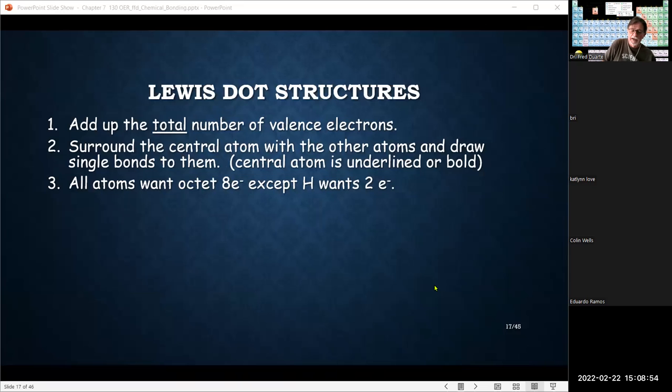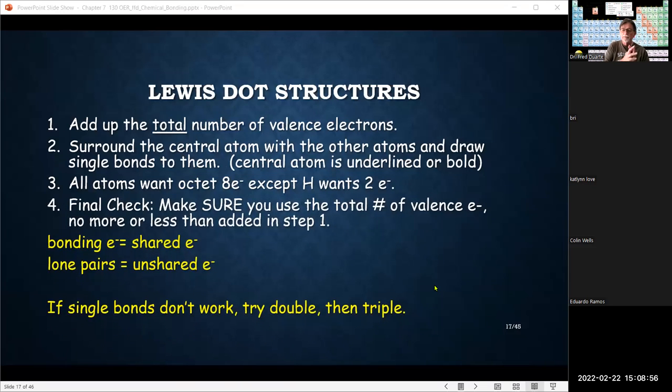So once we do that, if for some reason we come up short on one atom and it says, okay, I don't have enough electrons, then what we start doing is we start sharing more bonds.